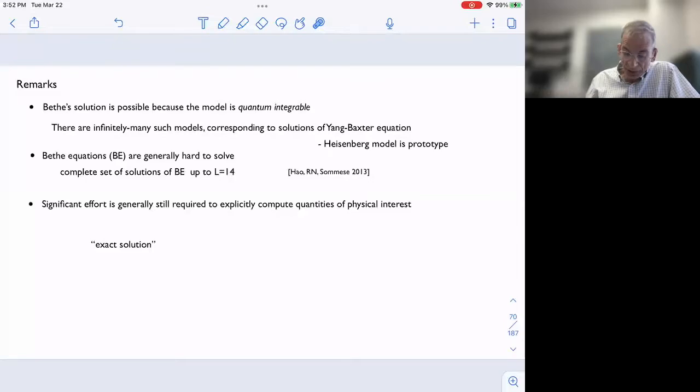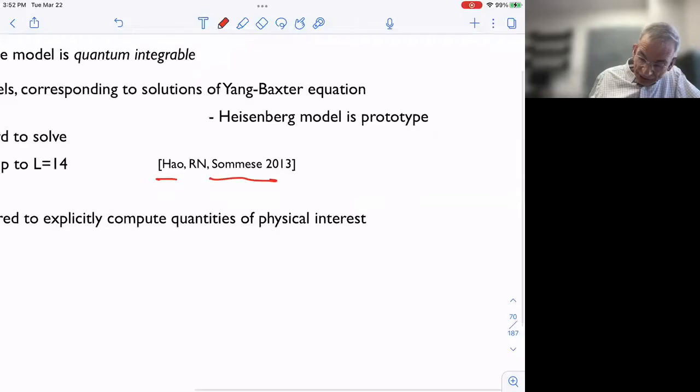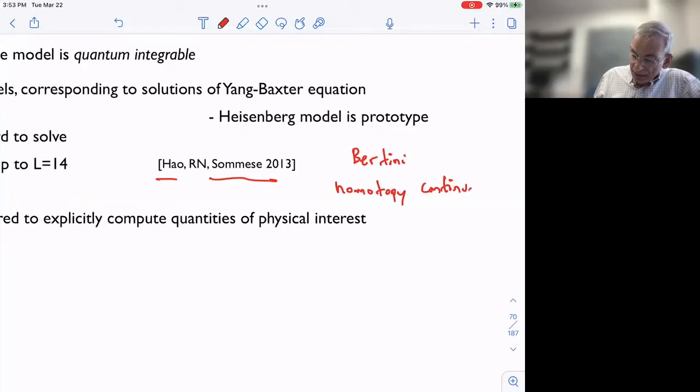So actually my co-authors here, Somesi and Howe, these are mathematicians who do computational algebraic geometry, and Somese invented a software package called Bertini, and what they do is something called homotopy continuation, which seemed to be the state of the art for solving such systems of polynomial equations.